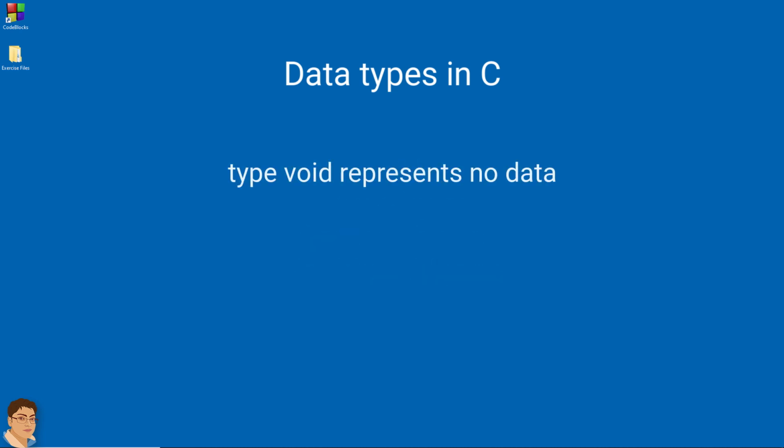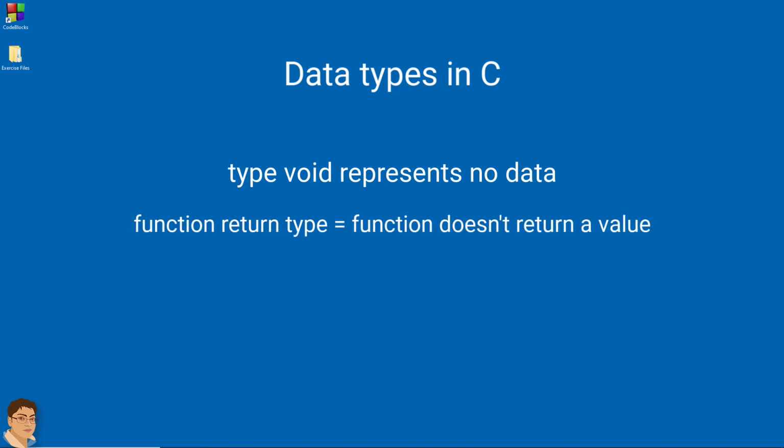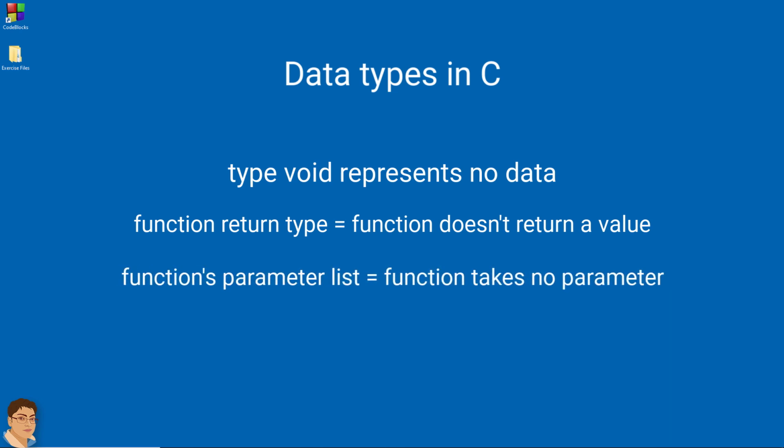The type void is used to represent no data. You can think of void as absent. It is used in 3 kinds of situations. When used as a function return type, the void keyword specifies that the function does not return a value. When used for a function's parameter list, void specifies that the function takes no parameters. When used in the declaration of a pointer, void specifies that the pointer is a generic pointer.